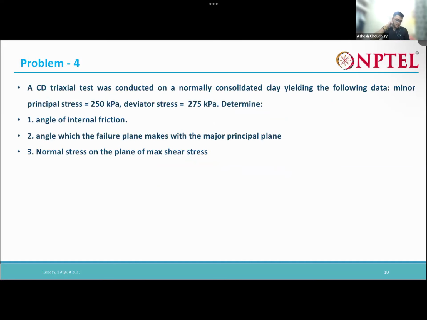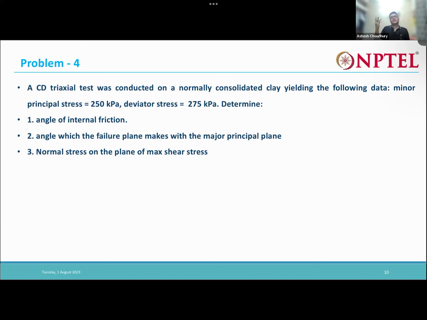Okay, so next, a CD triaxial test was conducted on a normally consolidated clay, yielding the following data. The minor principal stress is given as 250 kPa. Deviator stress is given as 275 kPa. We need to determine the angle of internal friction, the angle at which the failure plane meets the major principal plane, and the normal stress on the plane of maximum shear stress.